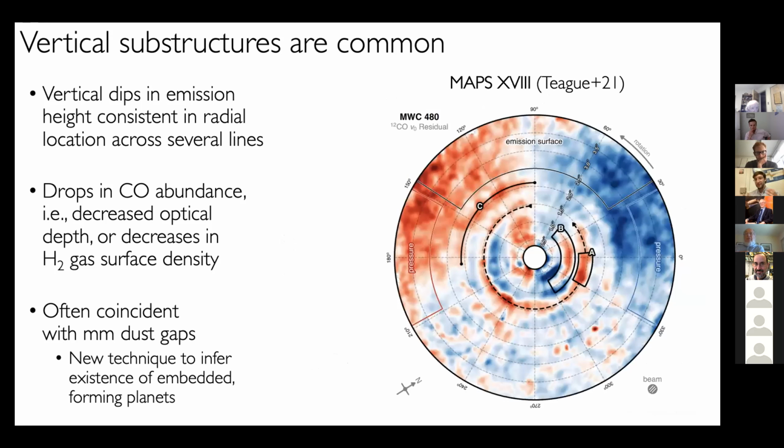And I just want to advertise one extra thing for our MAPS results. This isn't the only way we can find planets using this. We can use these emission surfaces to actually map out the deviations from Keplerian velocity, which is something that Rich Teague has done in his MAPS paper, MAPS 18. And in this way, you're also able to infer the existence of planets just from the gas kinematics itself. So he's able to identify a possible planet at 245 AU in the disk around MWC 480. So we can really get at planets in these disks in several different ways by having this really high spatial resolution data.